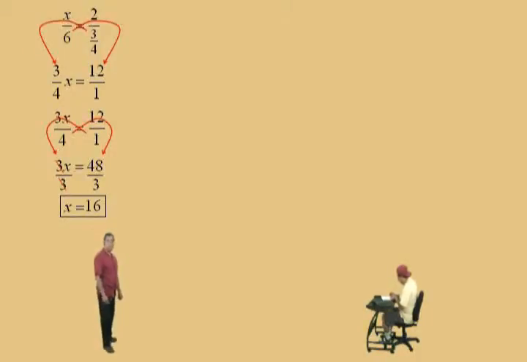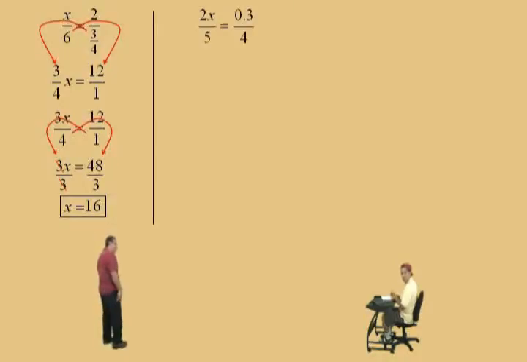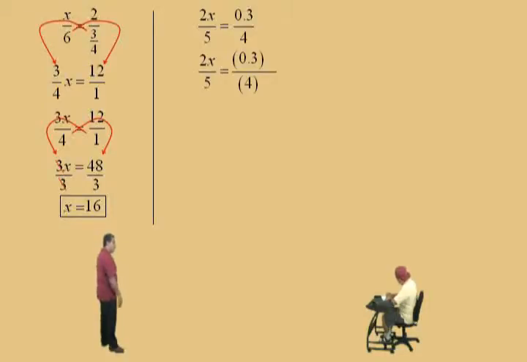Whew. Let's do another one. All right, Charlie, here we go. 2x over 5 equals 0.3 over 4. Right? Okay. So what are we going to do, Charlie? Cross multiply. Okay, we're going to cross multiply. But first, we're going to clear that decimal out, right? By multiplying top and the bottom by what? 10. That's right, we're clearing decimals.